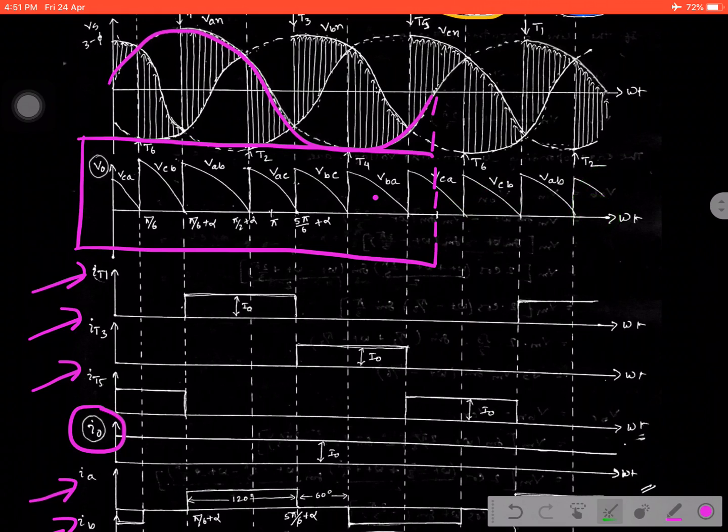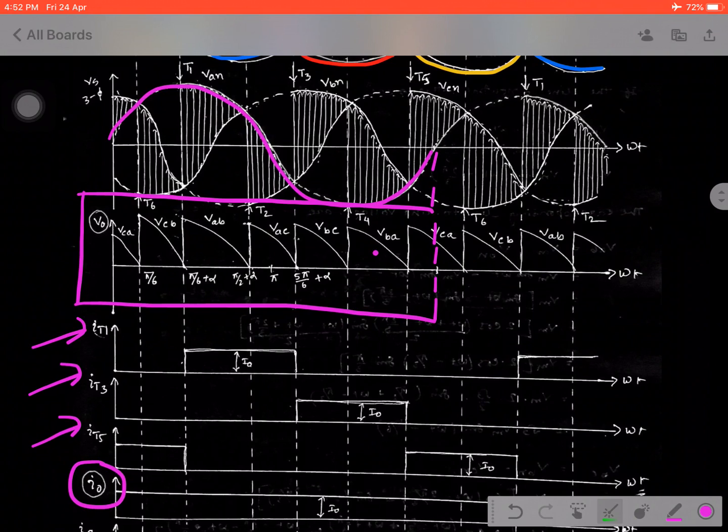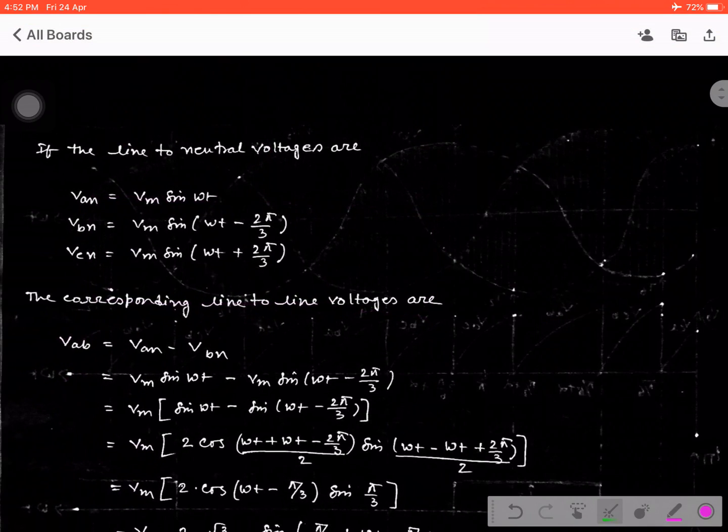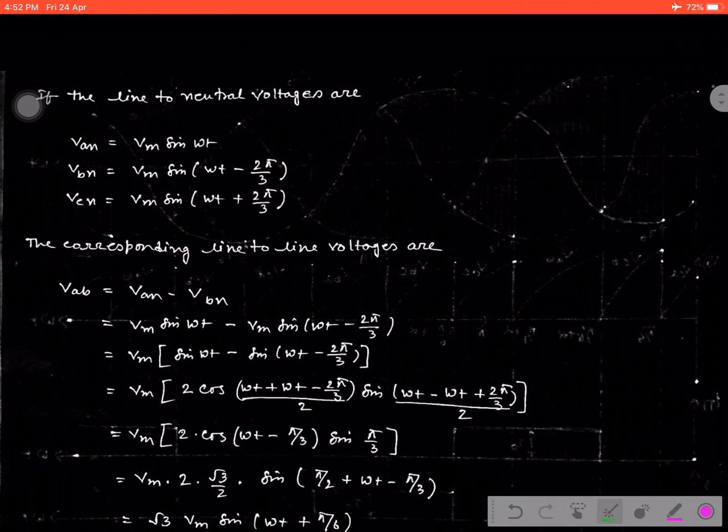Next, suppose this is the output voltage for application of the firing angle across T1. This output voltage is confined between the region pi by 6 plus alpha to pi by 2 plus alpha. That means in a complete cycle the number of peaks is 6, and each is confined in the region pi by 6 plus alpha to pi by 2 plus alpha. That will help us in the further calculation of the average output voltage. Okay, now see, the line to line voltage that I know, VAN, which is developed inside the three-phase supply, is equal to Vm sin omega t, right?